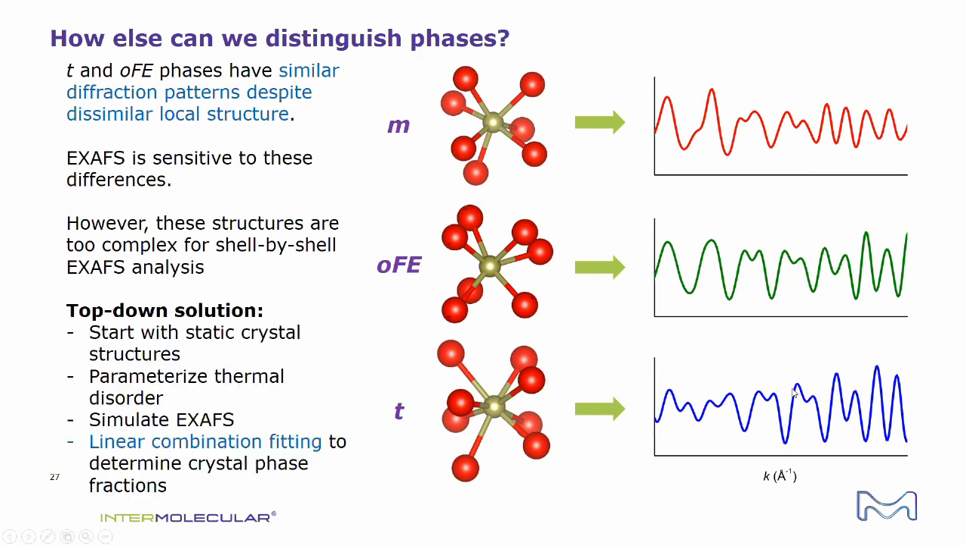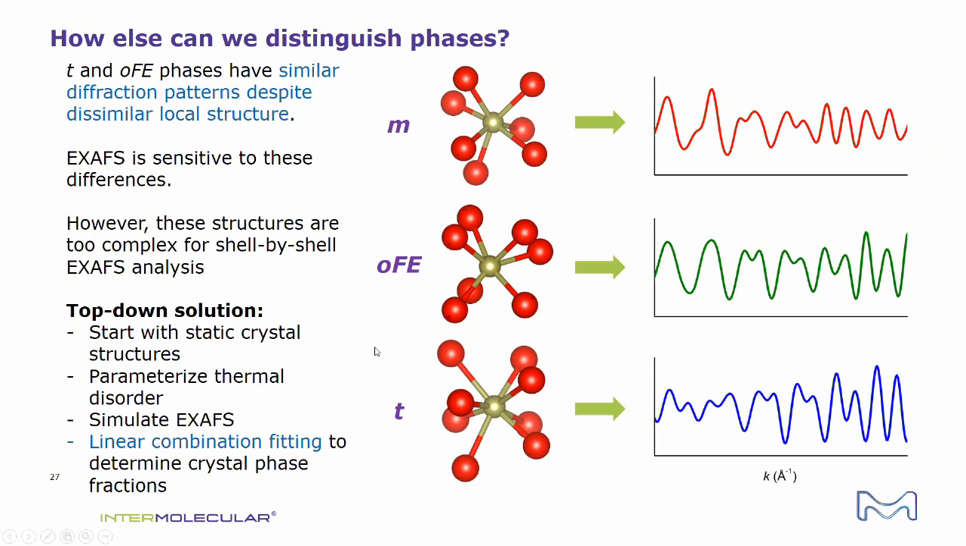And so our top-down solution here for distinguishing the different crystal phases in hafnium oxide and zirconium oxide is to start with a static crystal structure. So we got these from either diffraction or DFT. Then we needed to parameterize the thermal disorder somehow, because in this case, we didn't have access to a National Lab supercomputer, so we couldn't do AIMD. We needed something a little bit simpler. Then once we have the static crystal structure and the thermal disorder, we could simulate the XAFS and then perform linear combination fitting to figure out the crystal phase fractions within these bilayers.